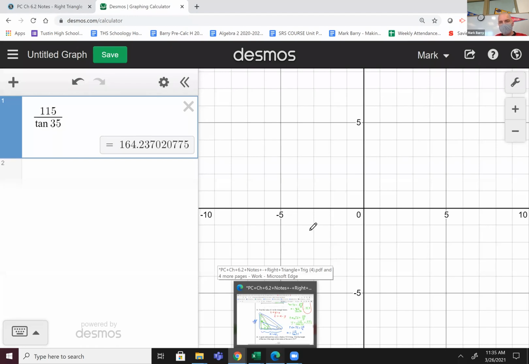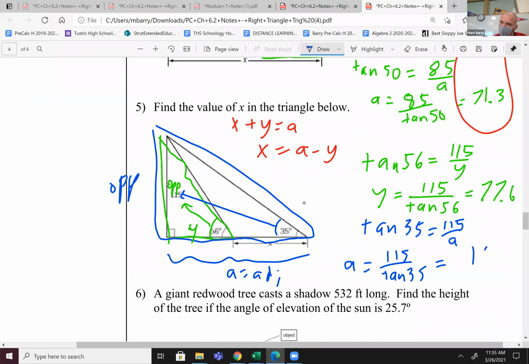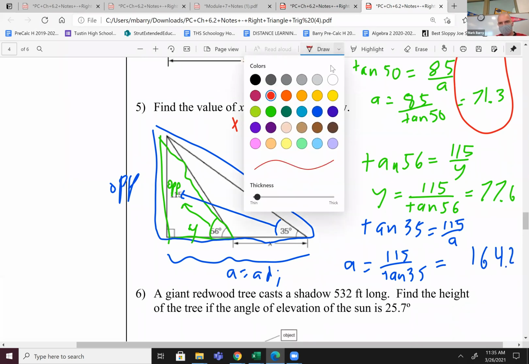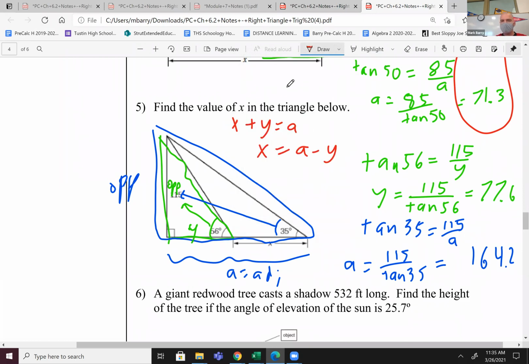All right, so you get 164.2. All right, so now that we have our two variables, A and Y, I can subtract them, and we get 86.6.